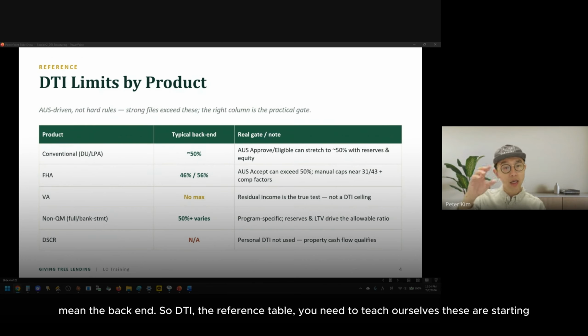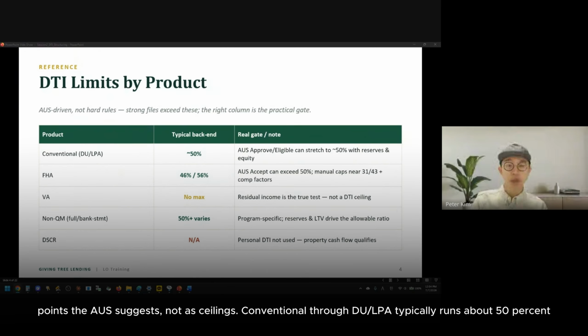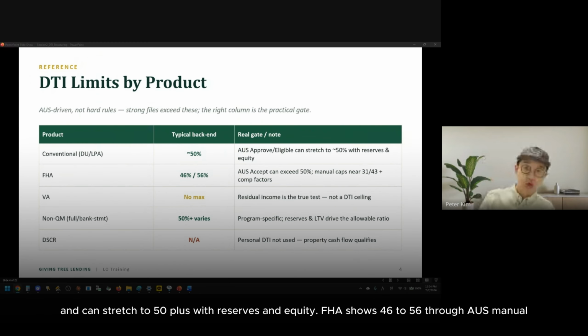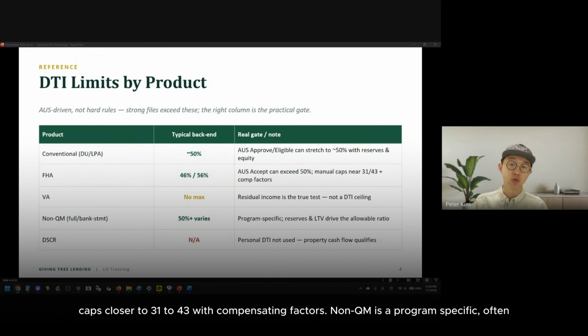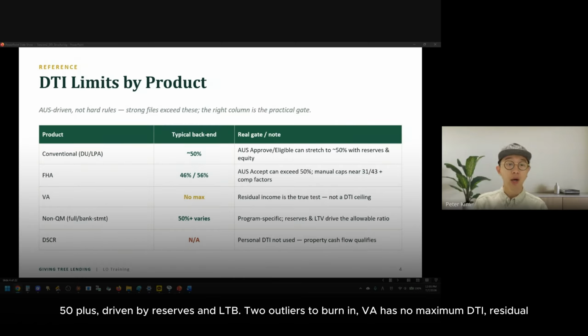So, the DTI reference table. We need to teach ourselves these are starting points, not ceilings. The AUS adjusts. Conventional through DU and LP typically runs about 50% and can stretch to 50 plus with reserves and equity. FHA shows 46 to 56 through AUS, while manual caps are closer to 31 to 43 with compensating factors. Non-QM is program-specific, often 50 plus, driven by reserves and LTV.